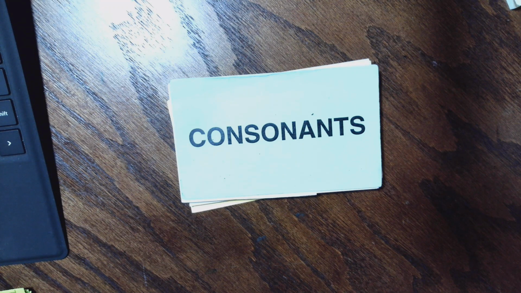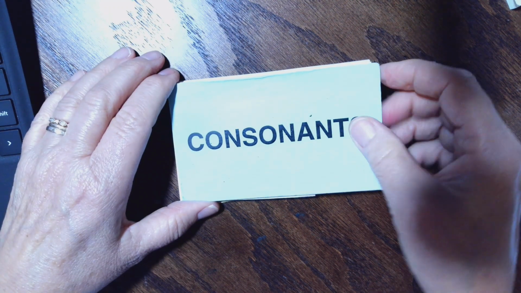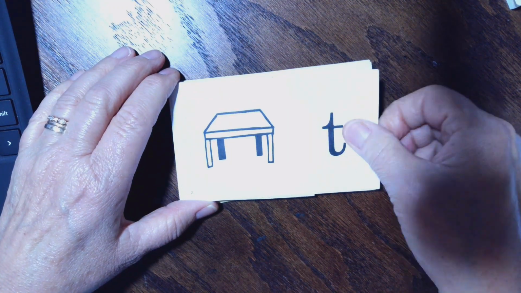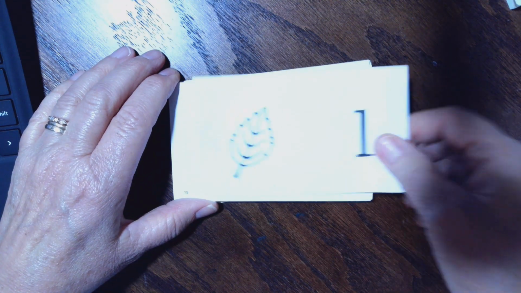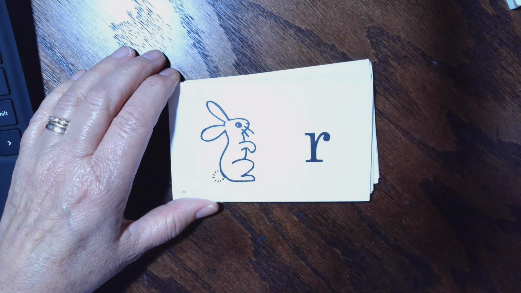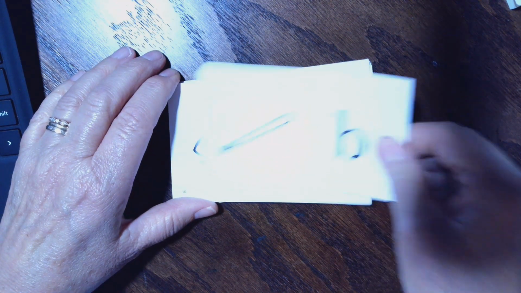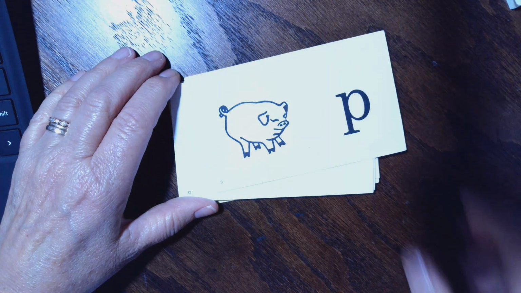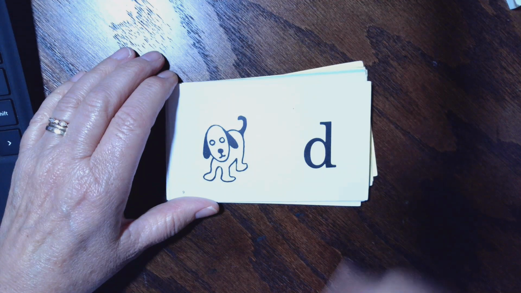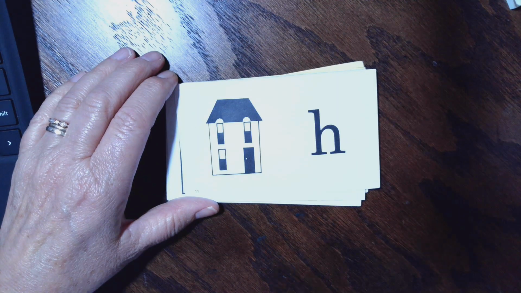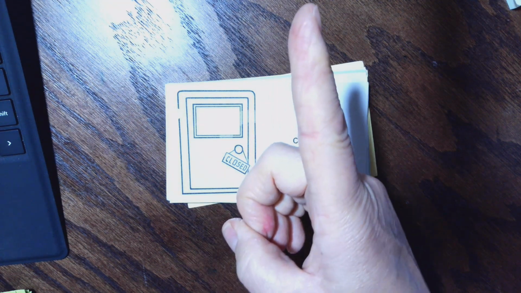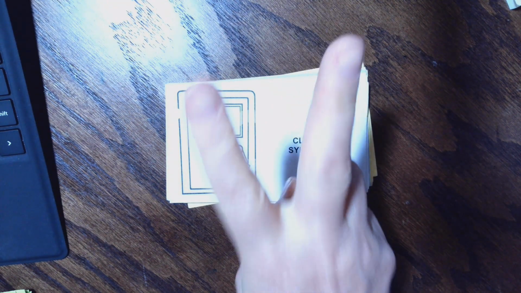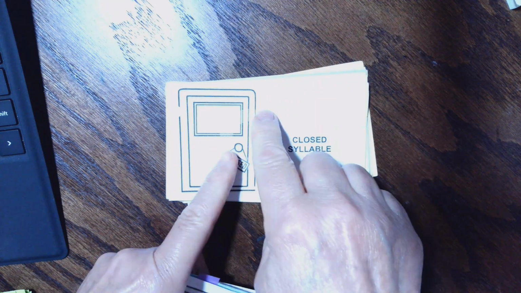Consonants close the mouth. The sound is blocked or partially blocked by the tongue, teeth, or lips. T table, t. S socks, s. S noses, z. L leaf, l. K kite, k. R rabbit, r. B bat, b. F fish, f. P pig, p. G goat, g. N nest, n. D dog, d. M mitten, m. H house, h. A closed syllable ends in at least one consonant after one vowel. The vowel in a closed syllable is short, coded with a breve.